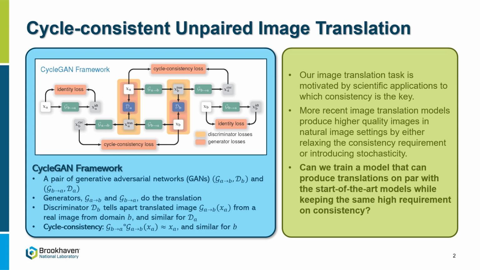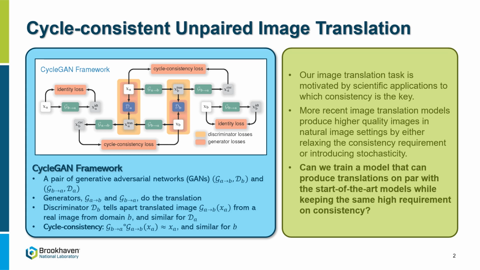Different from most image translation tasks, we assume the translation in our case is one-to-one, and hence we have a much higher consistency requirement. And that is why we resorted to a relatively early model called CycleGAN, because although more recent models may produce better outputs, they usually do so either by using a relaxed consistency constraint or introducing extra stochasticity. Here, we show a diagram of CycleGAN.